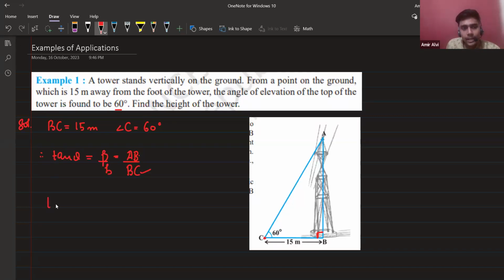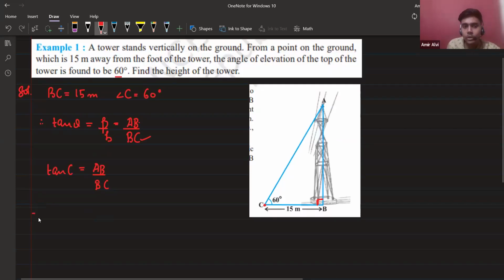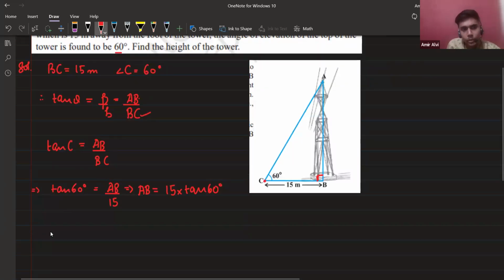So can I write tan C as AB by BC? Yes or no? Yes, sir. Very good. What is the value of C? It's 60 degrees. So tan 60 equals AB by 15. Clear? Yes. AB will be 15 into tan 60. Yes or no? Yes.